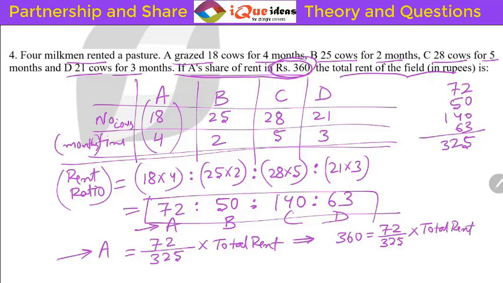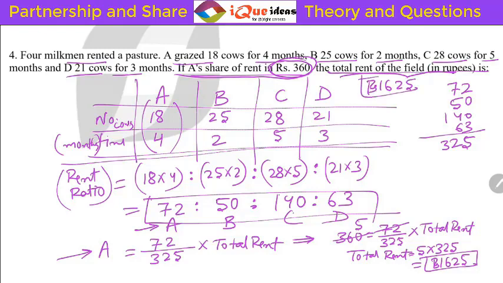From here you can see 72 cancels 360 straight away 5 times. So the total rent value will be equal to 5 into 325. Multiply normally. 5 3s are 1500 and 25 fives are 125. So it is 1625 is the total rent. Just be a little careful in the calculation here. So the question is asking the total rent of the field, that is 1625 rupees, and that will be the answer of this question. Okay, let's take one more question on this.